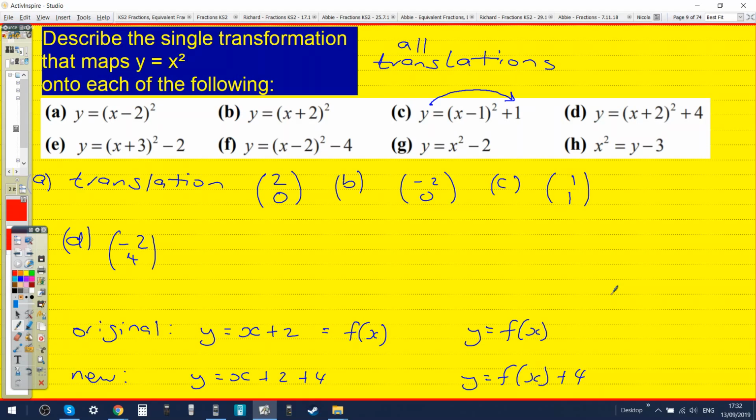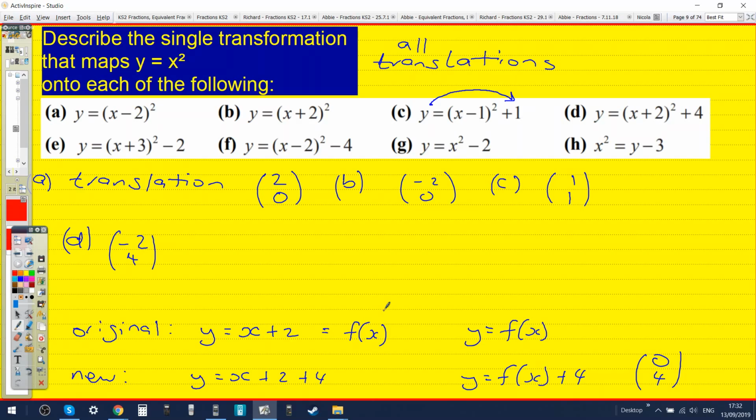Four places to the left. That would be if the plus 4 was in the bracket next to the x. Okay, so four places upwards. Yes. And so 0 on the x and 4 up.